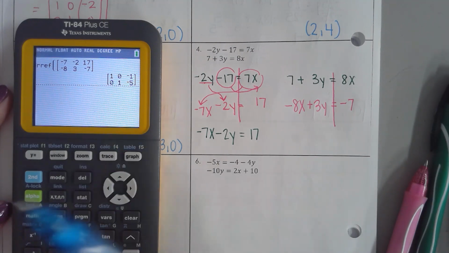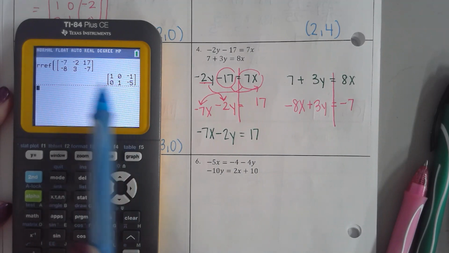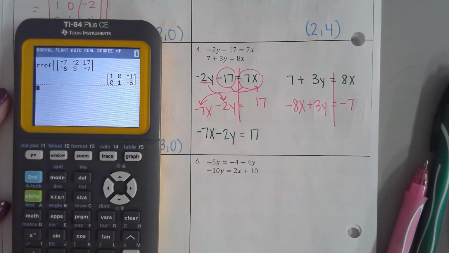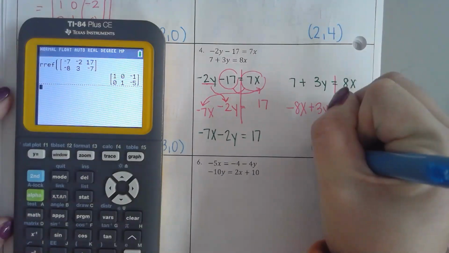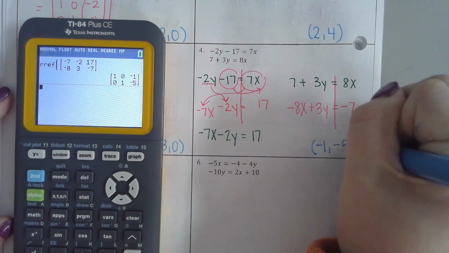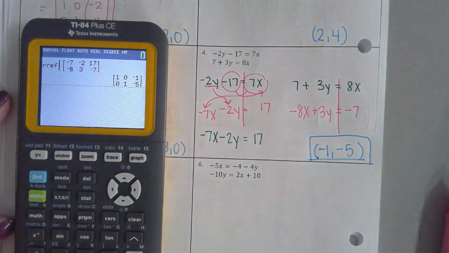Does it say syntax? Yes. Then you probably used a minus sign instead of a negative somewhere. Hit go to. Don't hit quit. Hit go to, and it'll blink wherever your mess up is. Did you figure it out? Yes. Okay. So my solution is the point negative 1, negative 5.